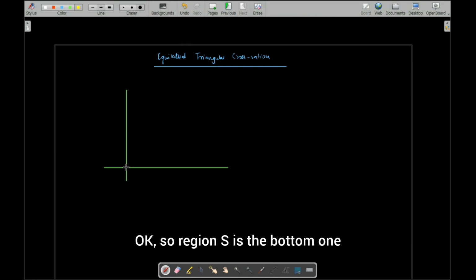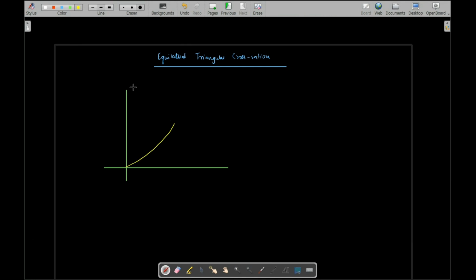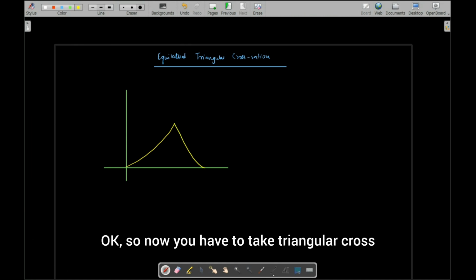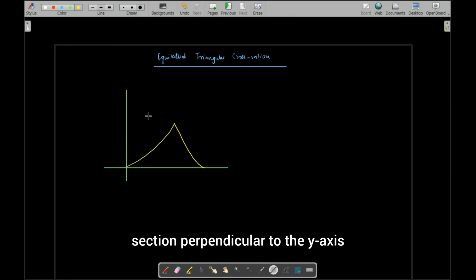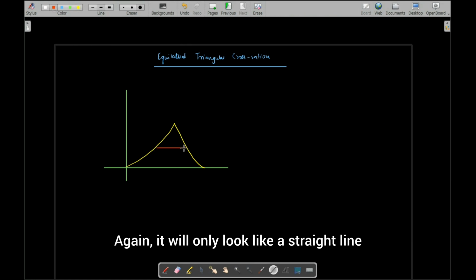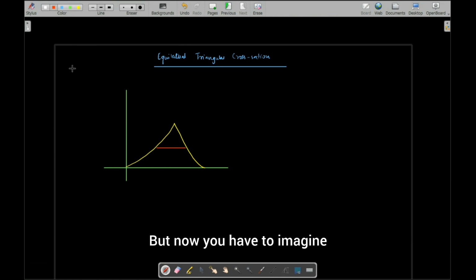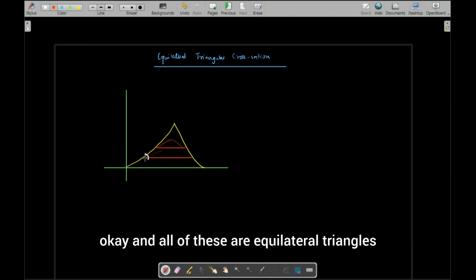Region S is the bottom one, and the cos function is coming like this. Now you have to take triangular cross section perpendicular to the y-axis. So let's say this is it. Again, it will only look like a straight line, but now you have to imagine that you're looking at it from top. So you see these triangles, and all of these are equilateral triangles.